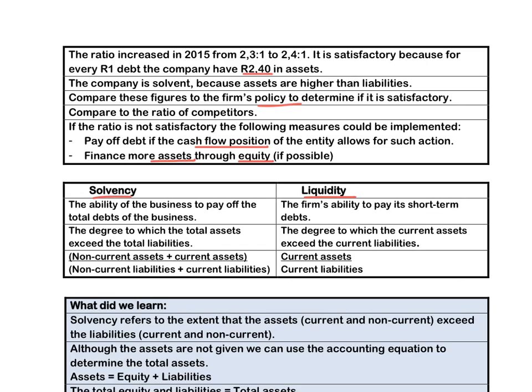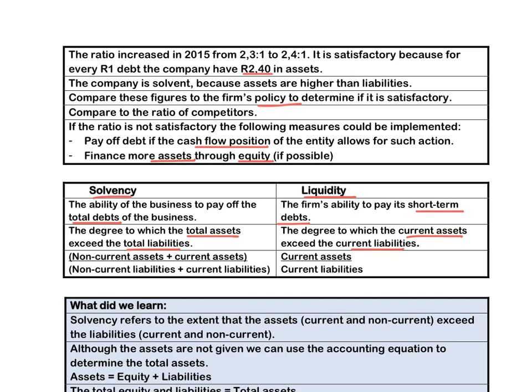Solvency is the ability of the business to pay off the total debts, where liquidity is the ability to pay off its short-term debts. Solvency is the degree to which the total assets exceed the total liabilities. So how much more do you have in assets than in liabilities? The liquidity is the degree to which the current assets exceed the current liabilities. So the solvency is always on the total assets and total liabilities. Liquidity is on the current assets and the current liabilities.